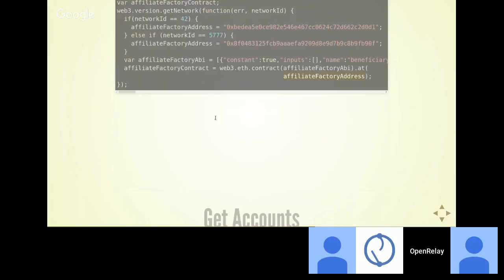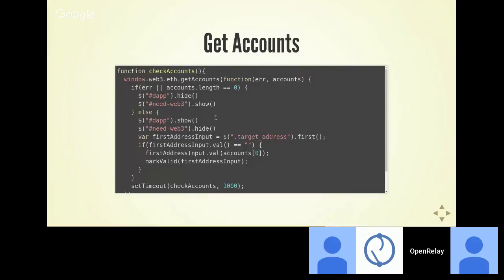Okay. So the next thing we need to do is get our user accounts and do stuff with them. So here we call web3.eth.getAccounts. Again, we pass in a callback function. This is more likely than the network request to throw an error, so we do sort of handle that here. And it also passes back a list of accounts. So if we got an error, or the length of the accounts list is 0, then we're going to hide our DApp and tell the user that they need Web3.